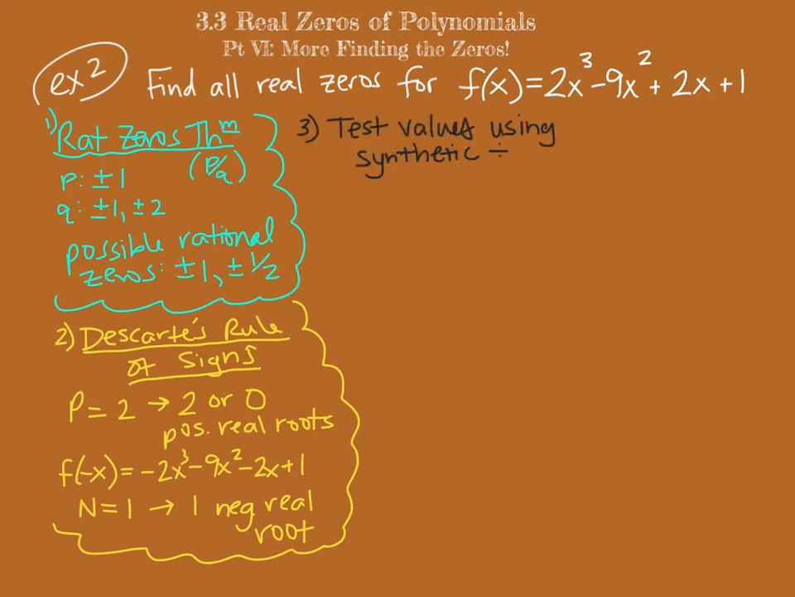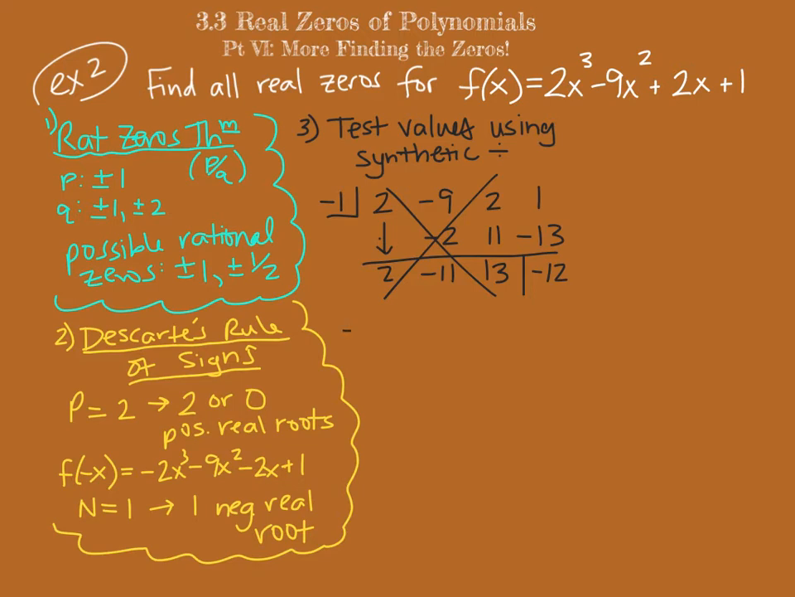The first value that I'm going to test is negative 1. So negative 1 goes in the corner. We're not skipping any terms in our polynomial. All right, this one's not going to work because we didn't get 0 as a remainder, so negative 1 doesn't work. Then I'm going to test negative 1/2 next.